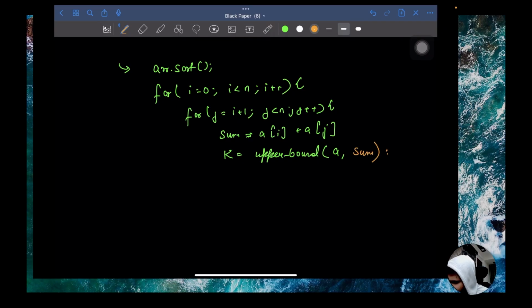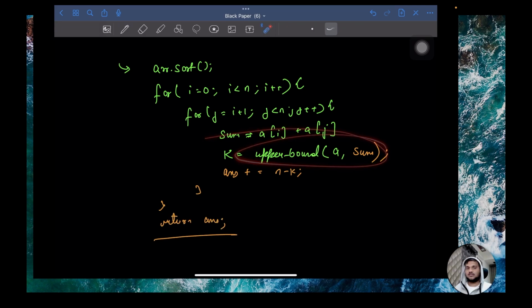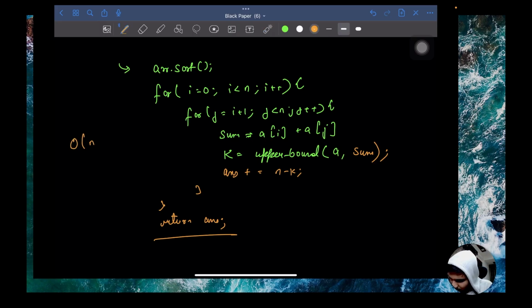Pass the sum based on which you have to calculate the upper bound. And then you do answer plus is equals to n minus k. Right, that's it. Return answer. So if you have the implementation of upper bound already with you, this solution is going to work in order of n square log n. Space complexity is order of 1 because you're not taking any extra space, or we should say the space complexity is going to be the space complexity of the sorting algorithm, because maybe the sorting algorithm is taking some extra space. So I hope this basic algorithmic implementation is clear to everyone.